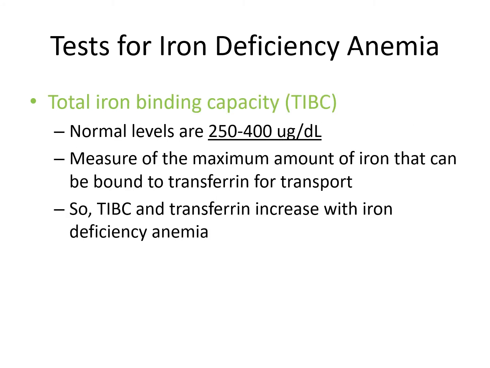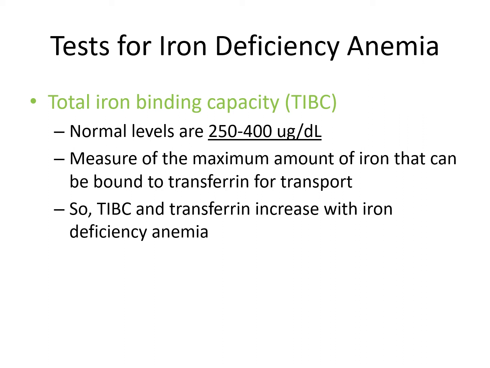We also have total iron binding capacity. So normal levels are 250 to 400, and this measures the maximum amount of iron that can be bound to transferrin for transport. And so iron binding capacity and transferrin increase with iron deficiency anemia. It's sometimes a little counterintuitive, but the example I always use is like if your pet runs away. So if Rover the dog runs away.